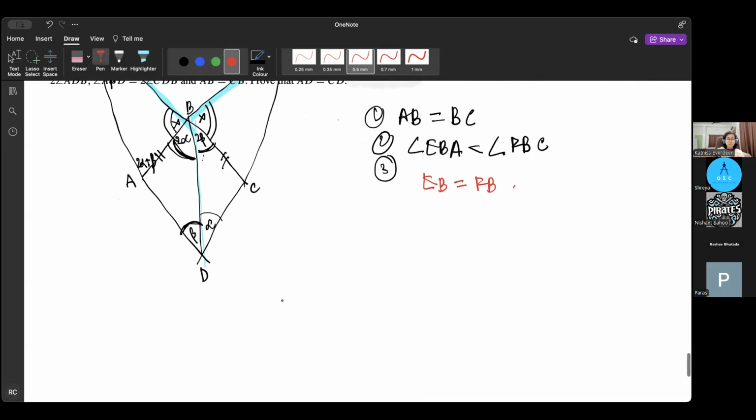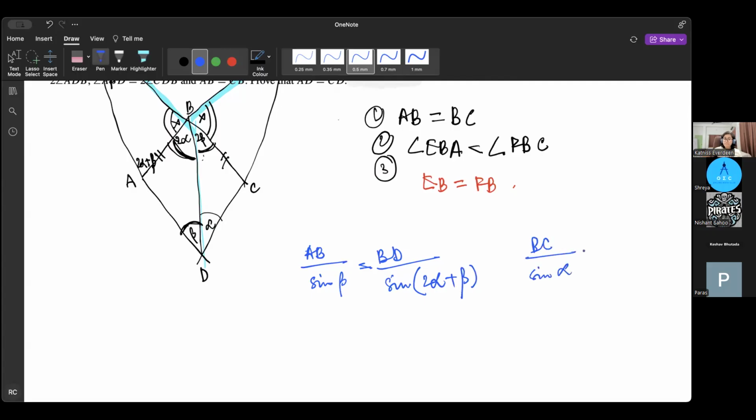Basically, first I will apply the sine rule in triangle ABD, and I will get that AB by sine beta is equal to BD by sine 2 alpha plus beta. And similarly, I will get BC by sine alpha is equal to BD by sine 2 beta plus alpha.